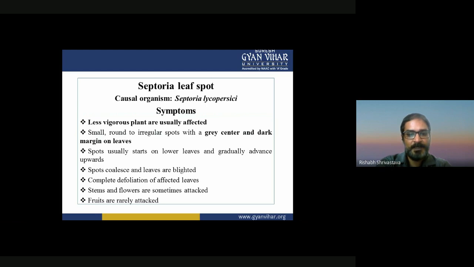Spores form and leaves are blighted. Complete defoliation of affected leaves. Stems and flowers are sometimes attacked. Fruits are rarely attacked.